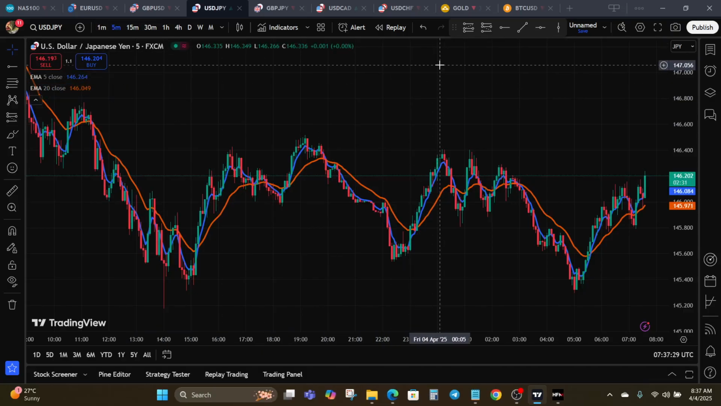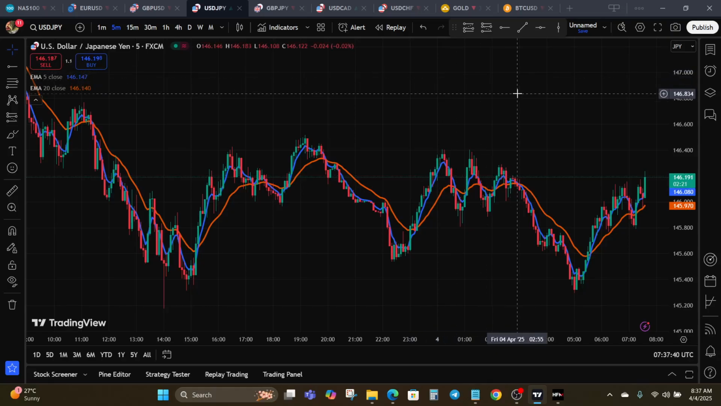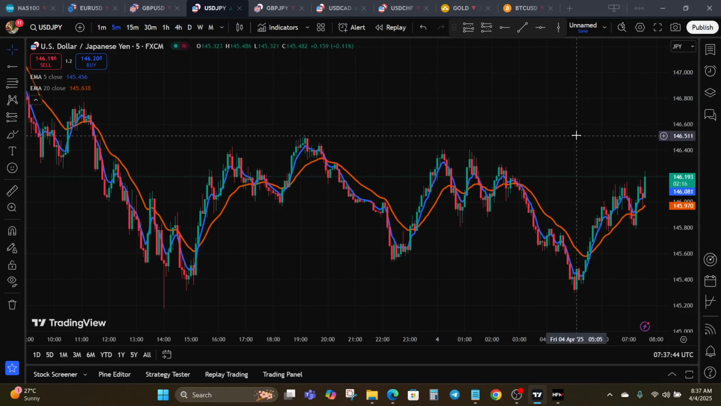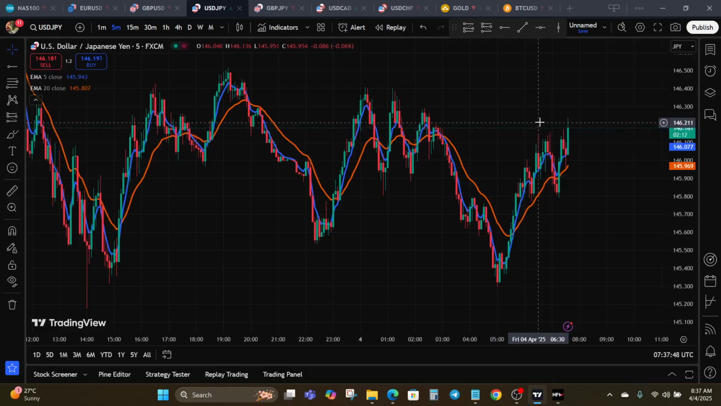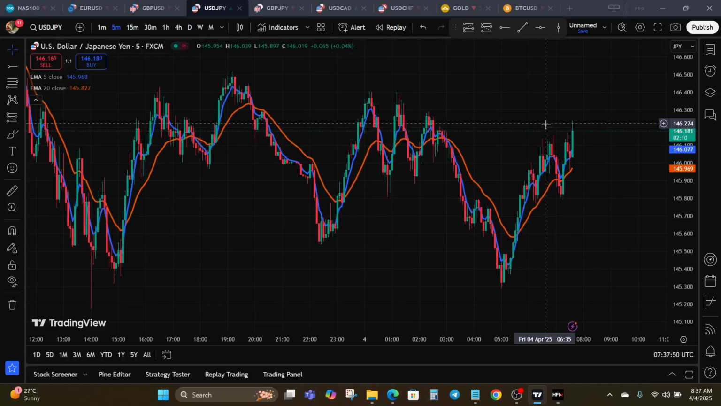In addition to that, the strategy focuses on the London or New York session for volatility. All right. And we are going to be using clean price action confirmations like engulfing candles or breakout retest. So the strategy is simple, very simple.